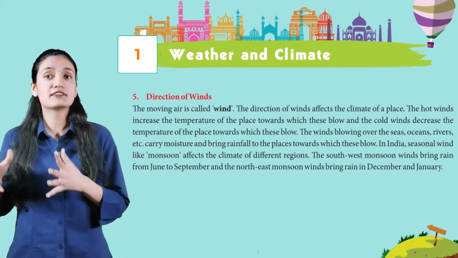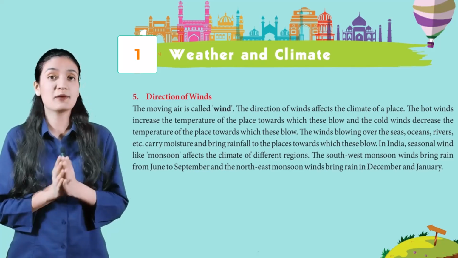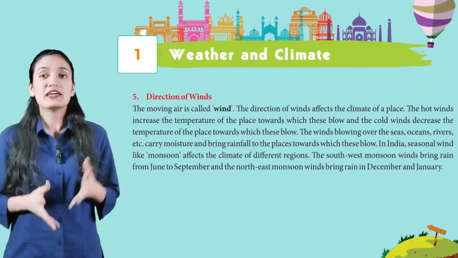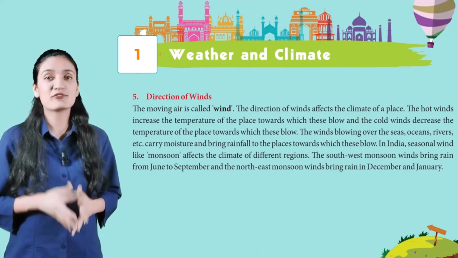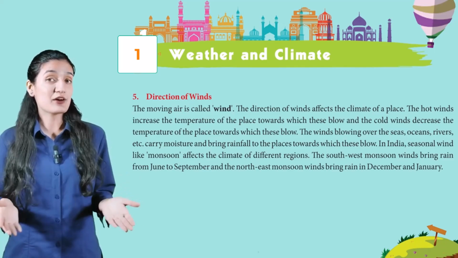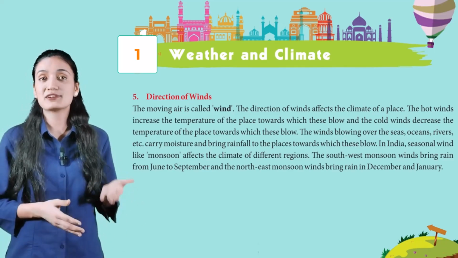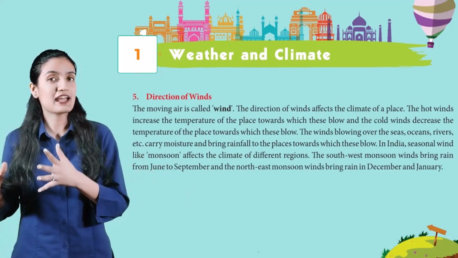The winds blowing over the seas, ocean, rivers, etc. carry moisture and bring rainfall to the place towards which these blow. In India, seasonal wind like monsoon affects the climate of different regions. The southwest monsoon winds bring rain from June to September, and the northeast monsoon winds bring rain in December and January.